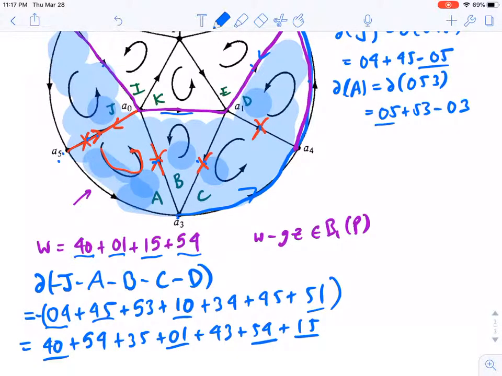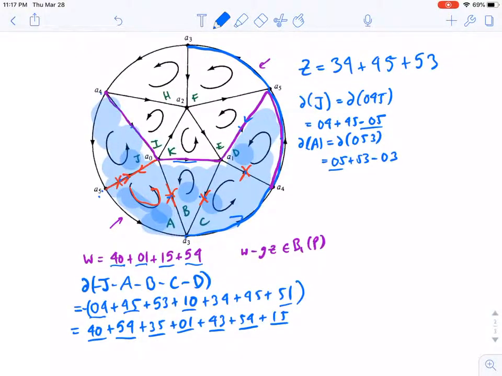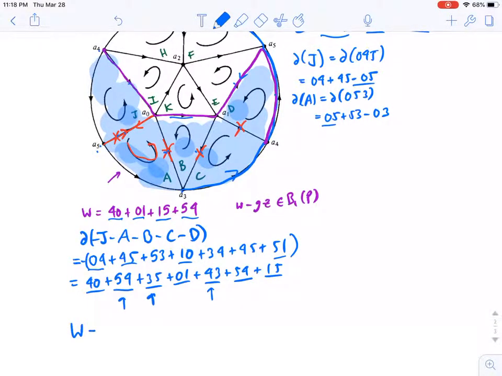And, well, now I wanted to get my Z into the game, and look, I have exactly the wrong order for all my Z's, right? So where was my Z? 3,4, oops, I have 4,3. 4,5, I have 5,4, and 5,3, I have 3,5. Okay, fine. What does that mean? It means I just need to subtract Z. That'll turn all those around. So in fact, W minus Z is going to equal the boundary of negative J minus A minus B minus C minus D, which is in B1 of P.